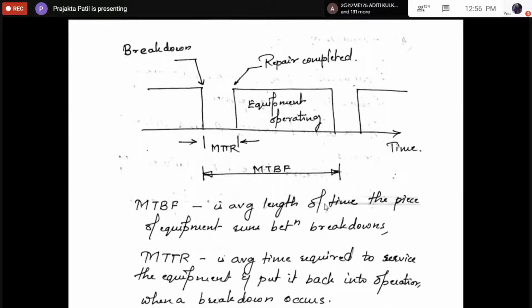So finding availability is very simple. You just have to remember the equation: MTBF minus MTTR divided by MTBF. You'll have the values given in terms of hours, and it's simple substitution. You get the availability. Availability is usually expressed in percentage.